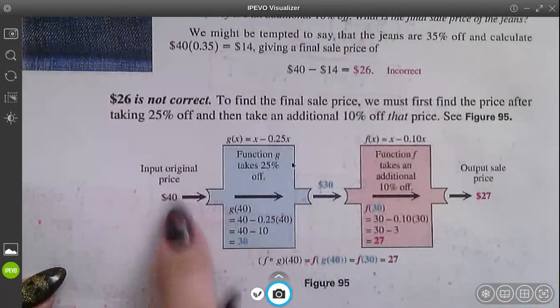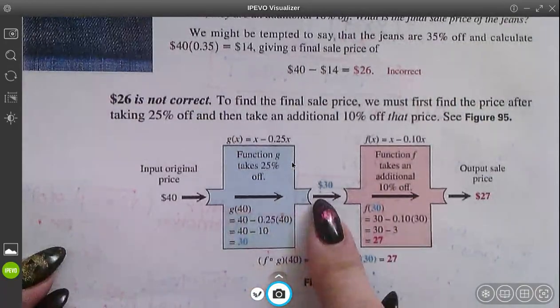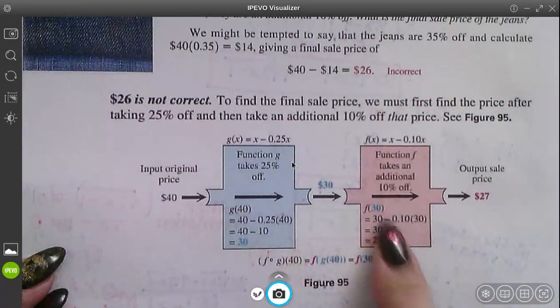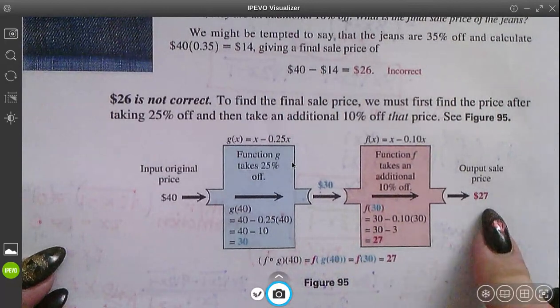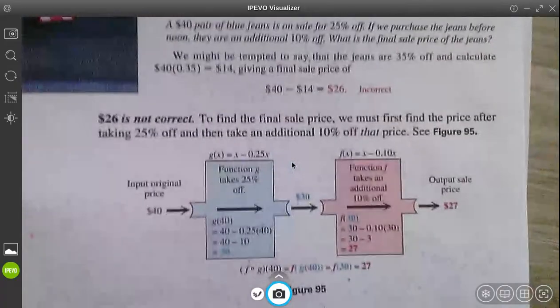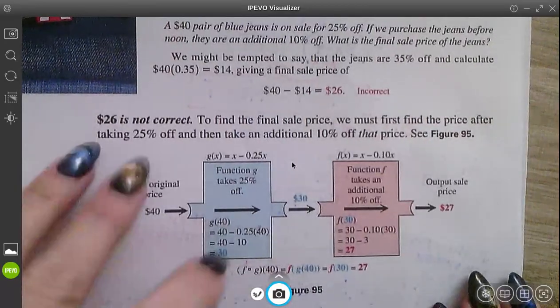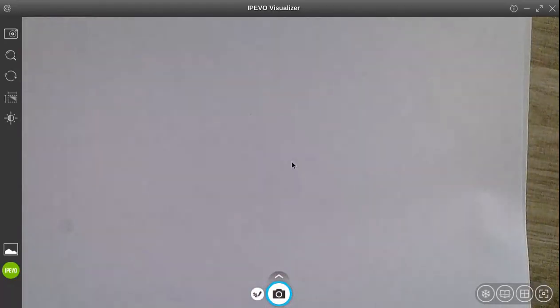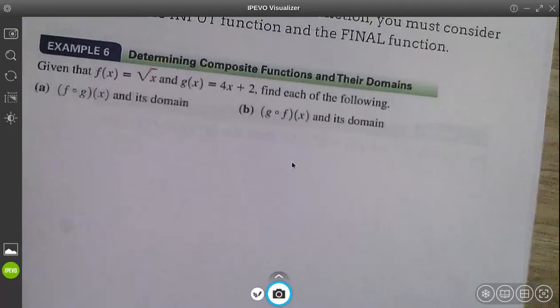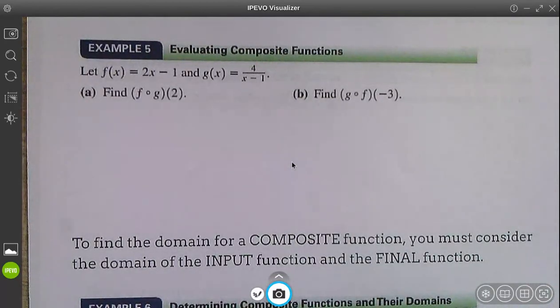Because what's actually happening is we're going to take the original price of the jeans. The first function takes 25% off, which makes the jeans $30. The second function takes 10% off, which makes the jeans $27. So you have to do these composed functions in the correct order. If we would have done the 10% off first, we would have gotten the wrong answer as well. So you got to go in the right order, and you can't just put the two together and then do it. So here is an example evaluating a composite function.